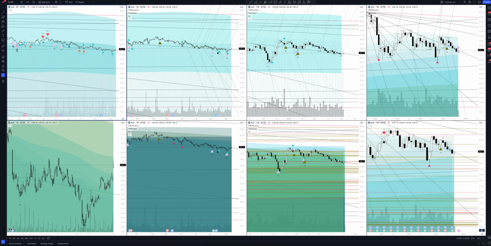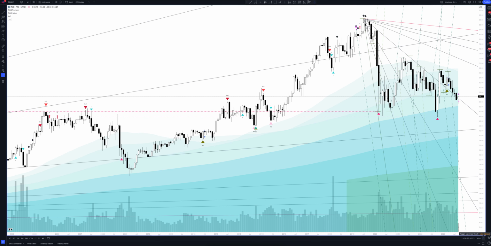Today we will take a look at Allete Inc. stock. Let's analyze the market situation and find out how you can make money on it. Let's start. We always start our analysis from the global market.